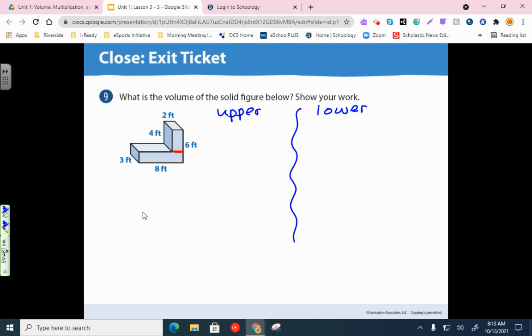All right, our upper part here. I get to choose either way, and I'm just going to go with a simple length times width times height for both. All right, so upper part. We've got a 4. I've got a 4 right here. I've got a 2 right there. And we just need to find out what this side is. But if we look over here, it tells us that that's 3. And this gives me a total of 24 cubic feet.